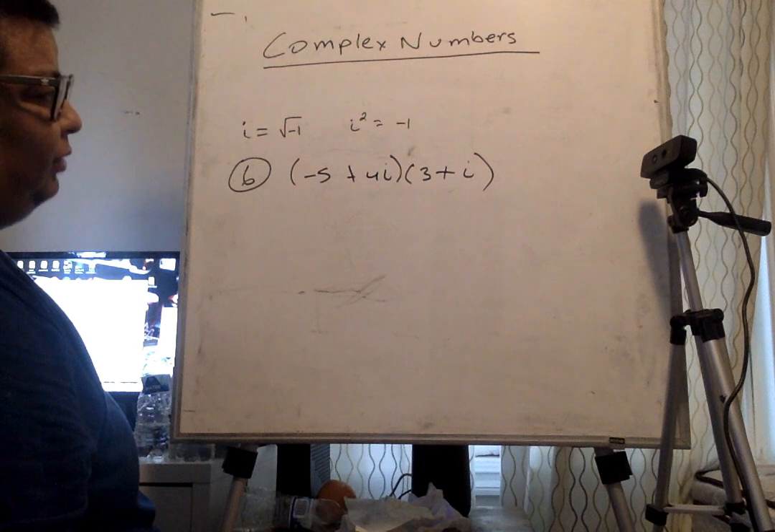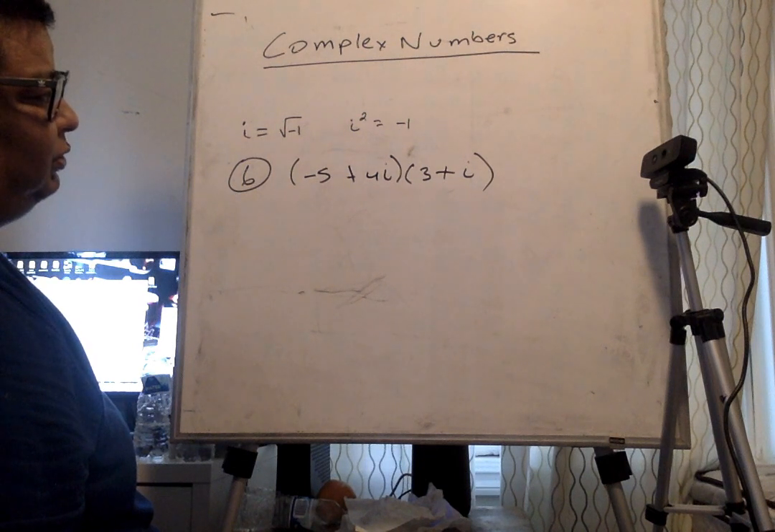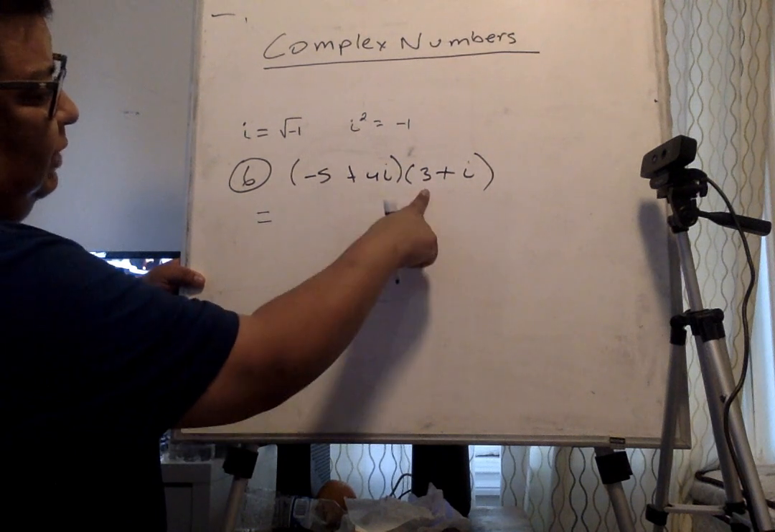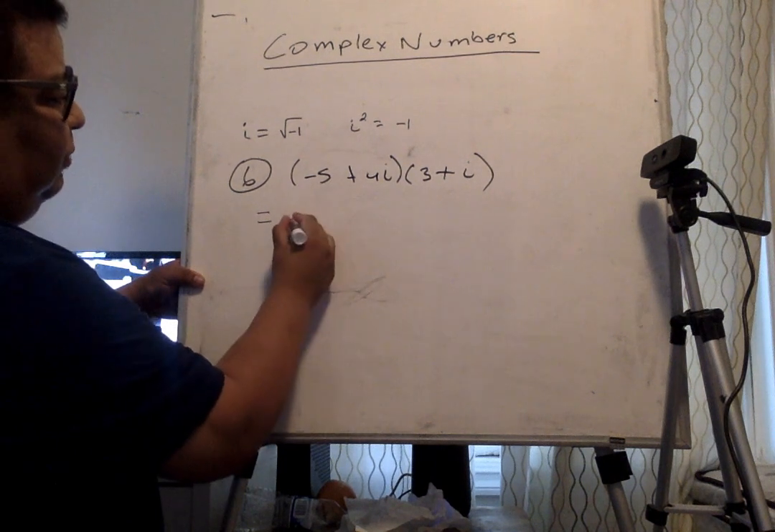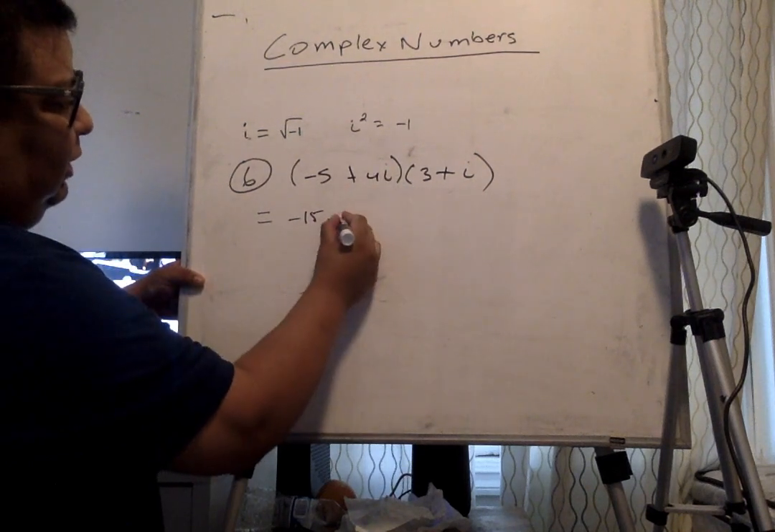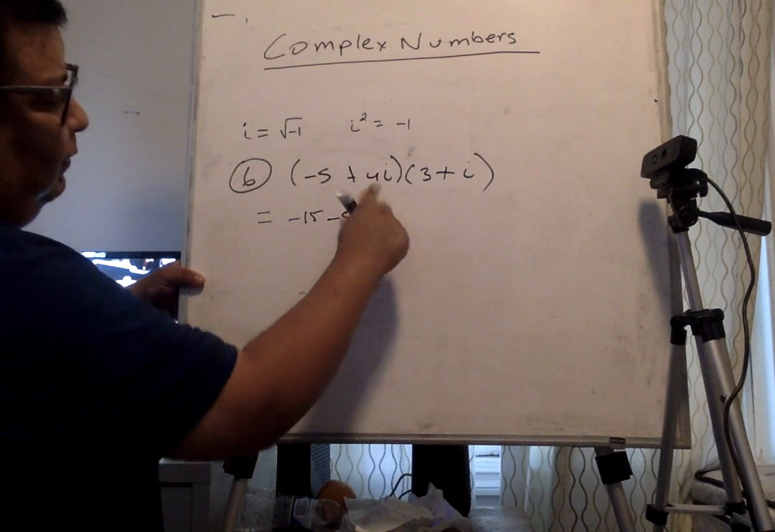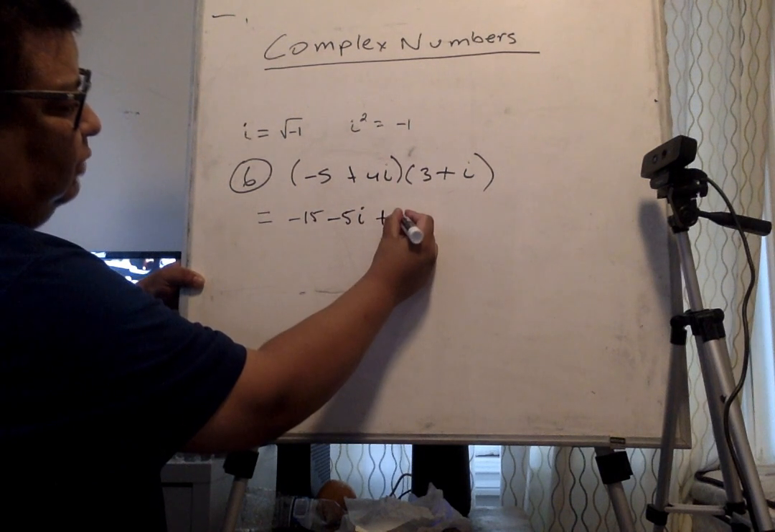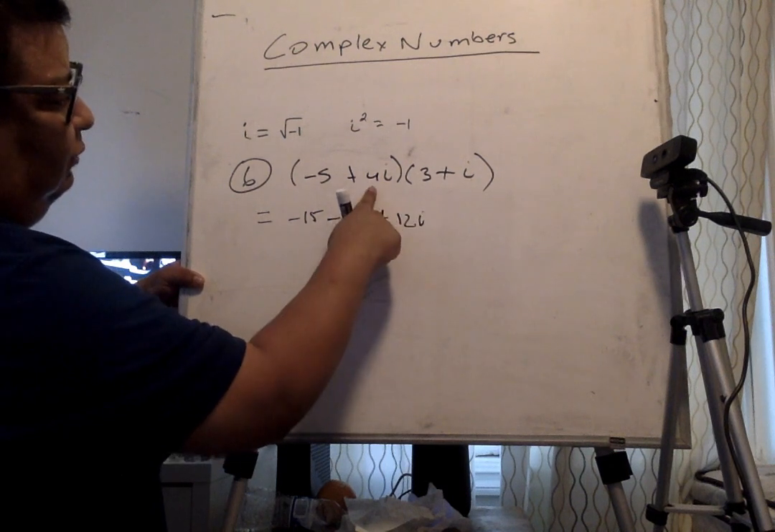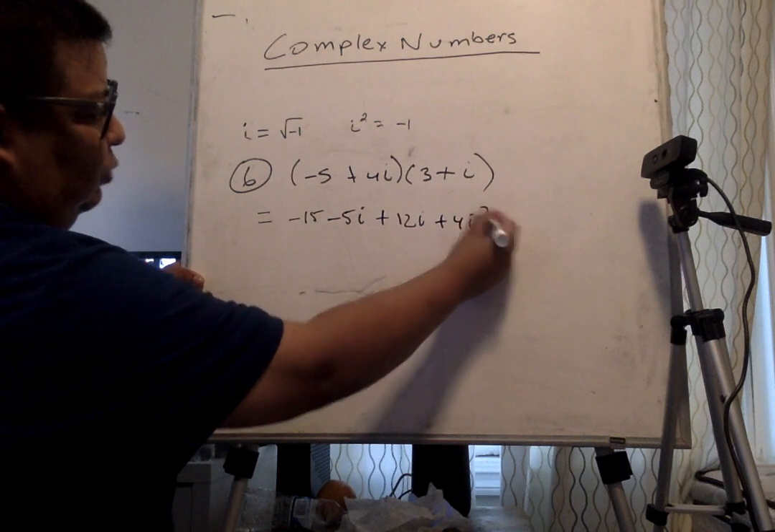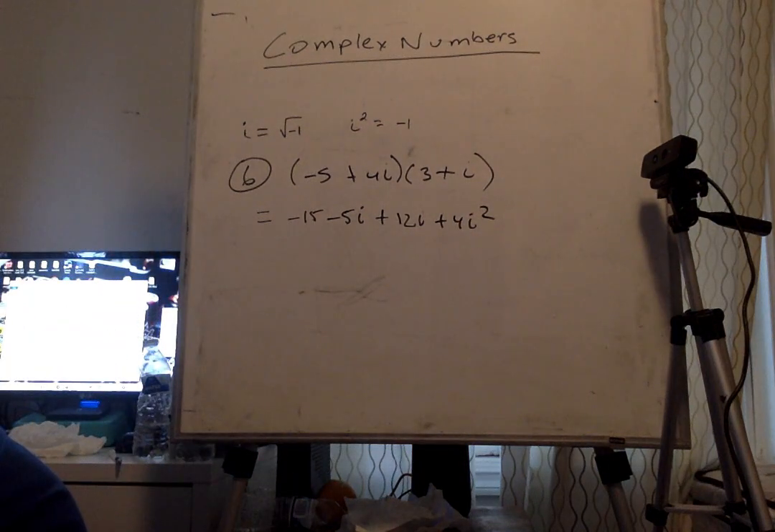We could use the box method, but I like to do FOIL on this one to make it faster. So negative 5 times 3, that would be negative 15. Negative 5 times i, that would be negative 5i. 4i times 3, that would be 4 times 3 is 12i. And then 4i times i, that will be plus 4i squared.